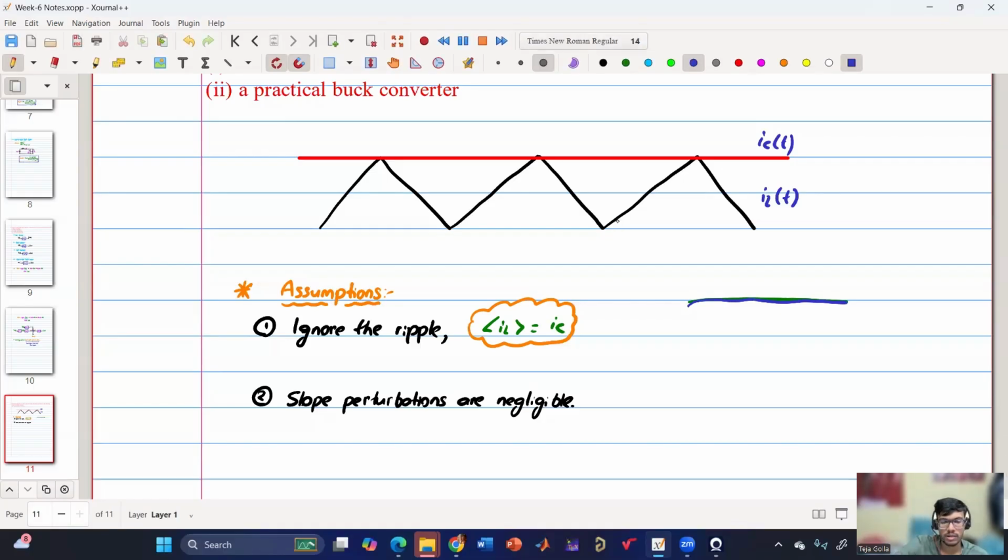And slope perturbation means M1, M2 remain unchanged, right? Yes, yes. Okay. M1 and M2 remain unchanged.